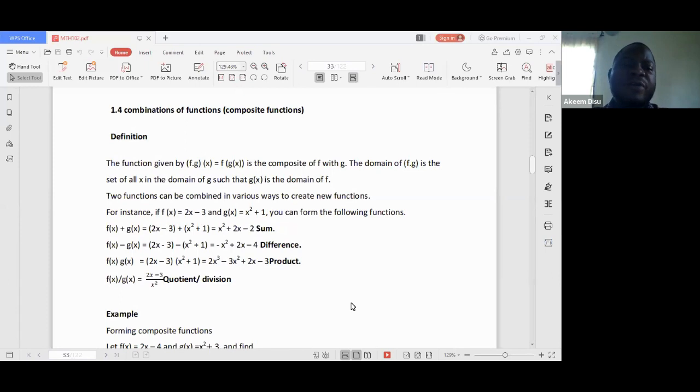Let's start today. We have combination of functions. Two or more functions can be combined together to get what we call new functions. And a function is denoted by F.